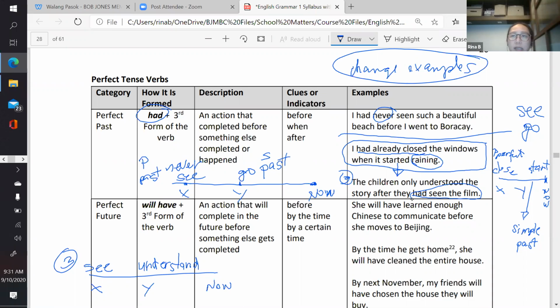This is just a different way of writing the sentence. The context clue here is after. You can rewrite this and say, after they had seen the film, the children understood the story. That's also possible, right? You rearrange that. But the after tells you which happened first and which happened next. So really, you use the perfect past in this context when you want to emphasize that there were two actions that happened in the past and one happened first before the other one. Okay?